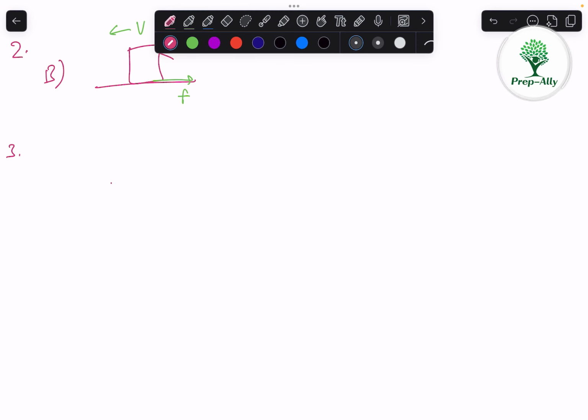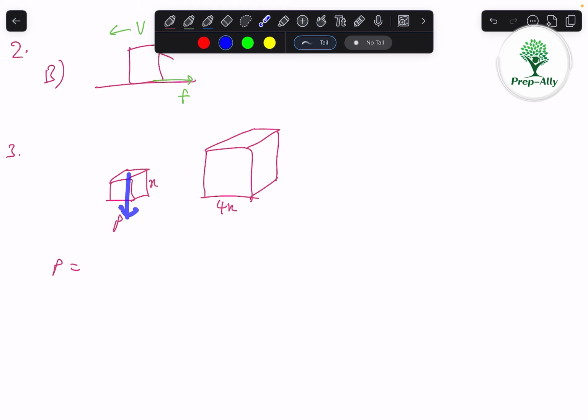In this question, there are two cubes, one of side x and another cube of side 4x. If this is exerting pressure P, how much pressure will that exert? So we know the pressure is the force exerted by this cube on the ground upon area. The force exerted will be its mass into acceleration due to gravity, basically its weight. The weight is the magnitude of force exerted by this block on the ground.